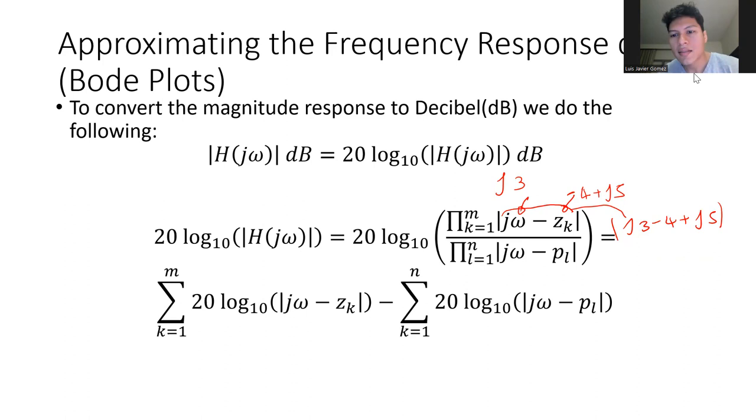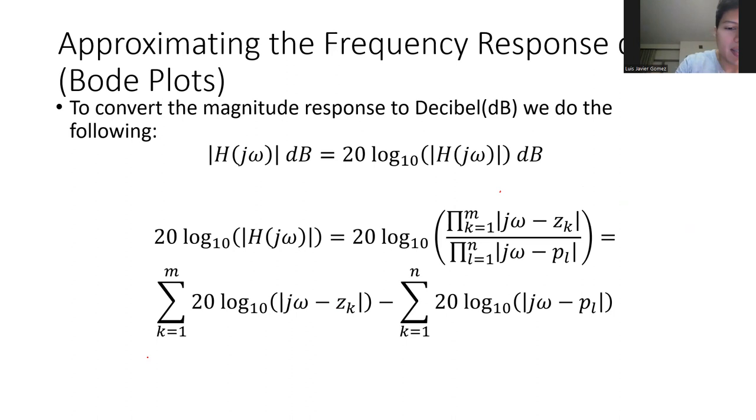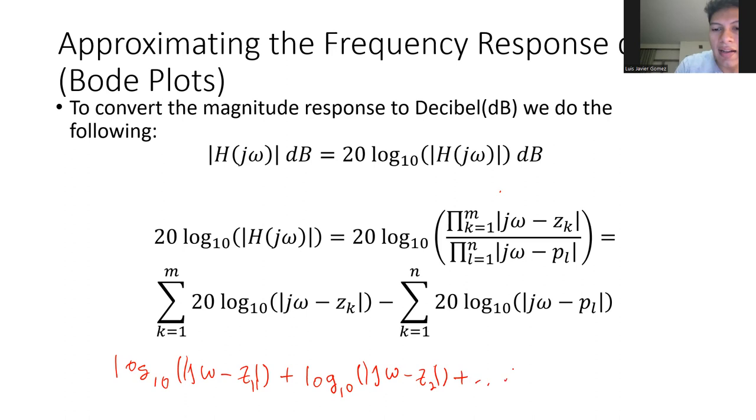Okay, so I was asking more about those bottom summations where you have J omega minus Z sub K. When you're doing that summation, would you do it as J omega minus Z sub 1 minus Z sub 2? Or would it be J omega minus Z sub 1 plus J omega minus Z sub 2? I guess that's going to be answered in the next slide. So basically, this would actually be log 10 of J omega minus Z1 plus log 10 of J omega minus Z2, and so on, basically. Does that answer your question? Yes, thank you. Okay.